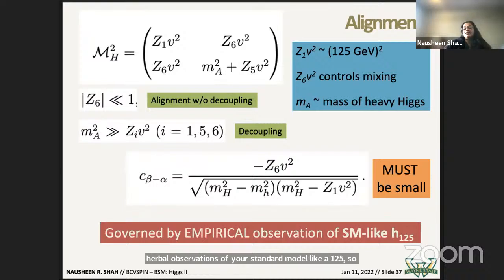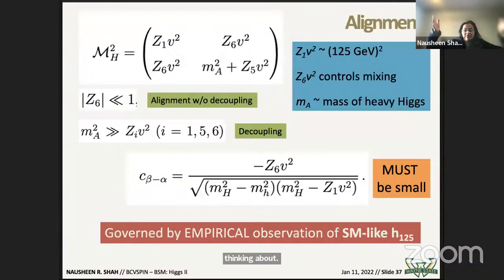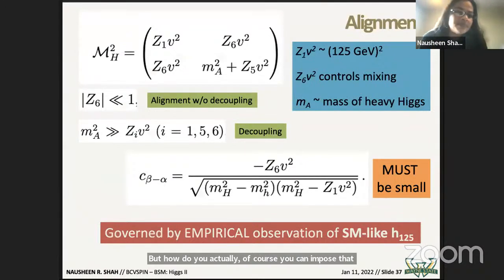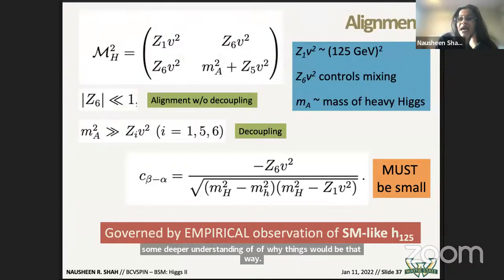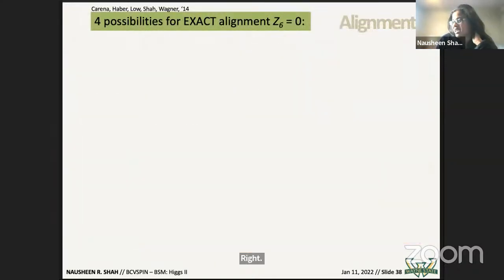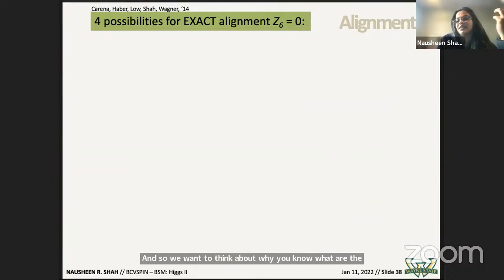So now we know that we live close to this line when we've been talking about this. But one of the questions is, this is a simplified model that we've been thinking about, and of course you can impose alignment in a simplified model, but we want to hopefully get some deeper understanding of why things would be that way, right? So we want to think about what are possible ways that you could actually get something like exact alignment. Okay, so Z6 equal to 0.